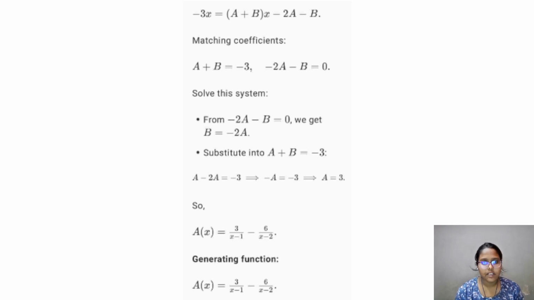From minus 2a minus b = 0, we get b = minus 2a. Substituting into a plus b = minus 3: a minus 2a = minus 3, minus a = minus 3, a = 3. So A(x) = 3 by (x minus 1) minus 6 by (x minus 2). The generating function A(x) = 3 by (x minus 1) minus 6 by (x minus 2). This is the final answer for this question.